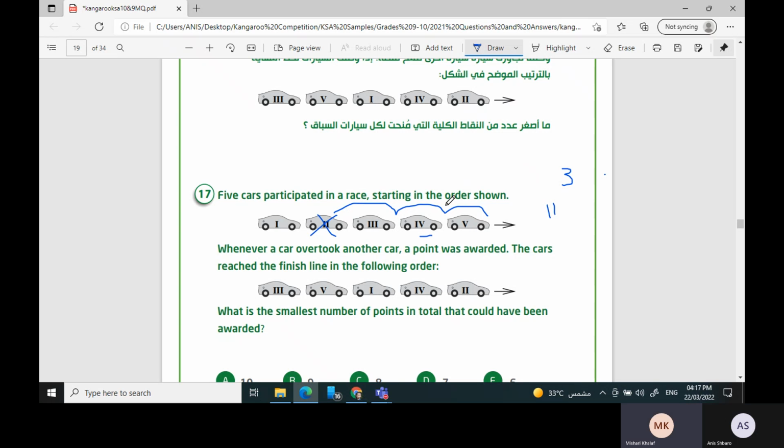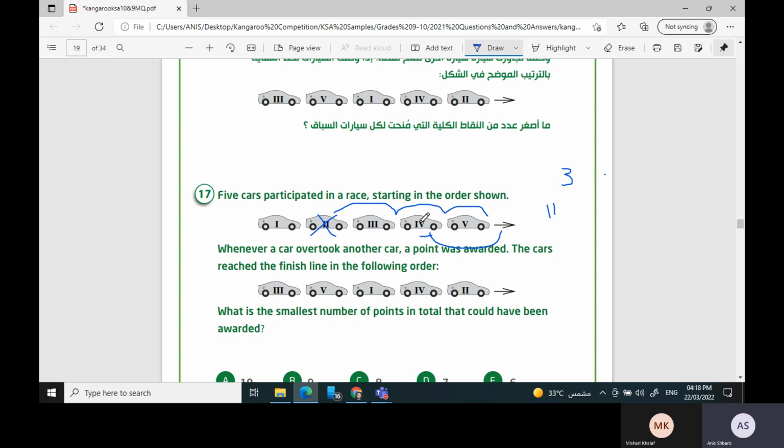It's not 0 points because the car didn't pass any. No, wait, look, we moved car two to the beginning, to the front. Okay, so then it's here. It's going to be the third one. So number four is in the third position. We need to make it in the second position, so we are going to move it. So it's going to be 1 point.